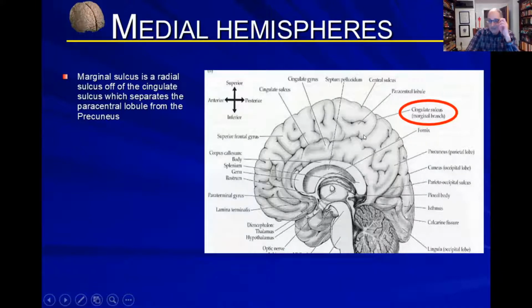And I just point that out because a lot of times on MRIs, when we're looking at pathology, we're trying to figure out where the primary sensory cortex for leg is and the primary motor cortex. And if you can find that marginal sulcus, that loops up right behind that primary sensory cortex. So it's usually a pretty prominent sulcus that you can find, and it can help you find this eloquent cortex.